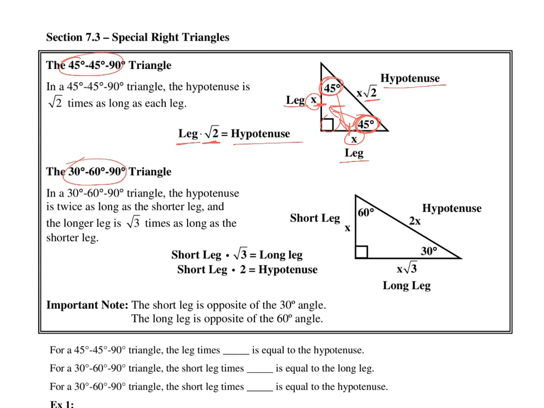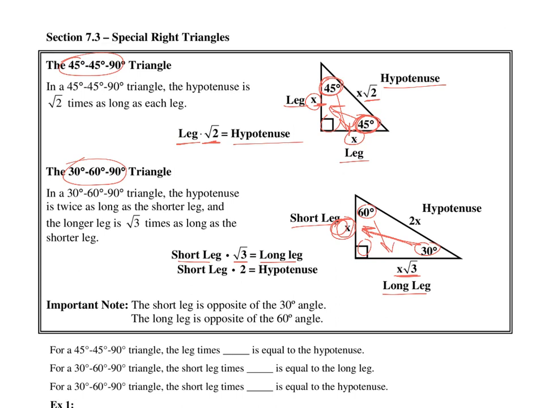For a 30, 60, 90 triangle, there's a little more you have to pay attention to. Here I have a 30-degree angle, that's the 60, and there's my 90. Everything is based off of the short leg. The short leg is across from the smallest angle, the 30-degree angle. That's our x. From there, I can figure out the length of the other sides. I take the short leg and multiply it by the square root of 3, and I get the length of the long leg. The long leg is across from the 60-degree angle.